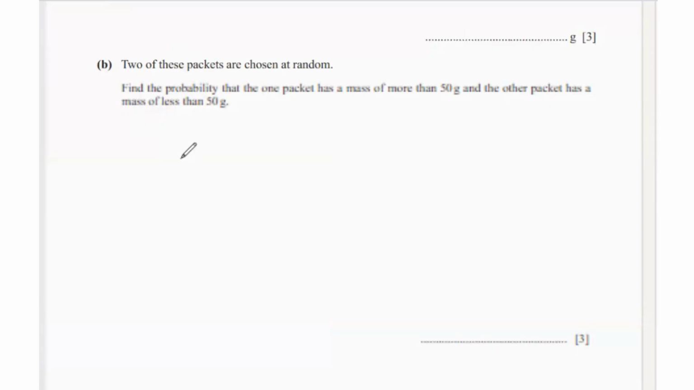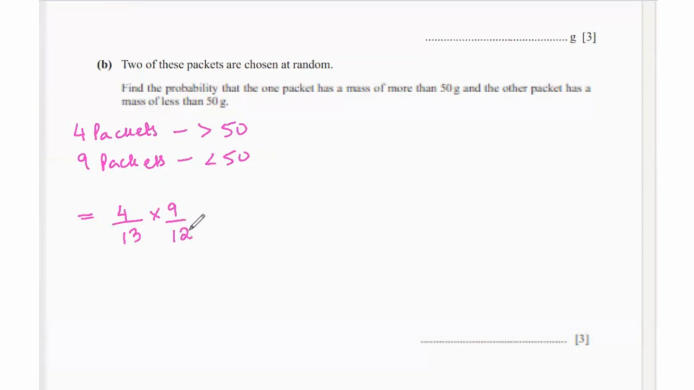Since we know that 4 packets are greater than 50 and 9 packets are less than 50, if he's choosing a packet that's greater than 50 first, that's 4 over 13 times, and next he's picking a packet that's less than 50, so that's going to be 9 over 12. The reason it's 9 over 12 is because he's chosen one packet already, so now there's one less packet in the total number of packets.